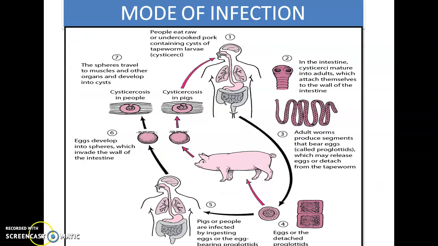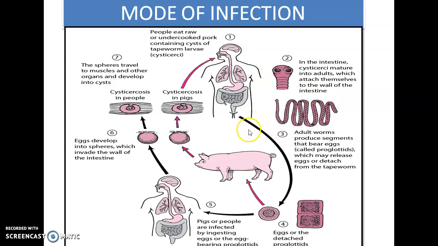The first stage is that people eat raw or undercooked pork containing cysts of tapeworm larvae. I told you that the larval stage is found in the pig. So whenever people eat raw or undercooked pork, this cyst enters their intestine via feeding on this flesh. Then, in the second stage, when it enters the human body, it attaches to the wall of the intestine.